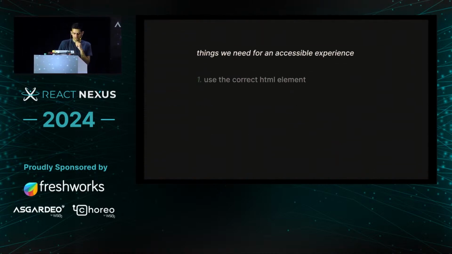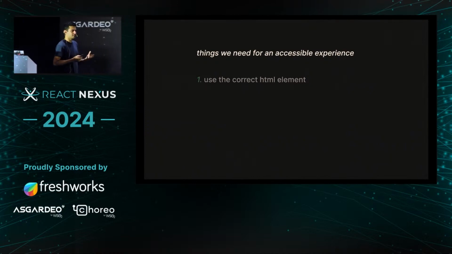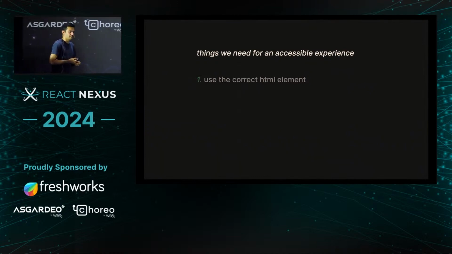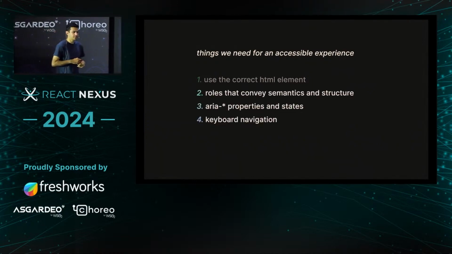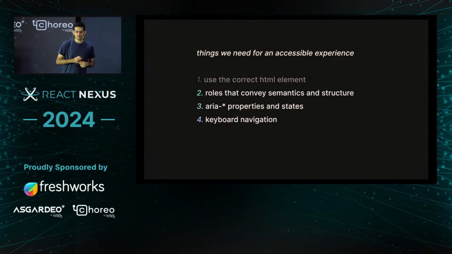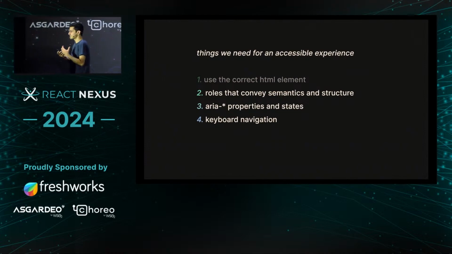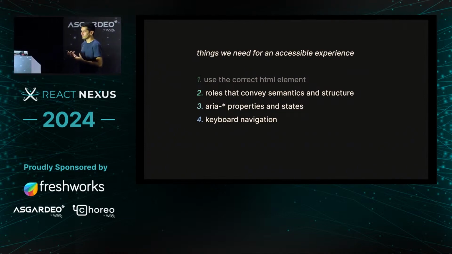All right, so what have we learned? Things we need for an accessible experience. We still need to use the correct HTML element for as much as we can, but we need to add ARIA roles that convey semantics and structure. ARIA properties and states can add things like selections and relationships. And finally, you need keyboard navigation to be able to navigate through the UI better.